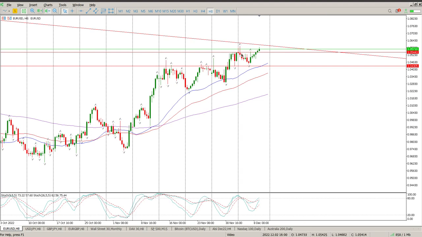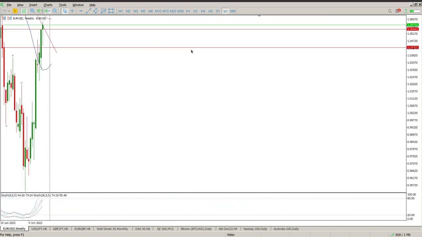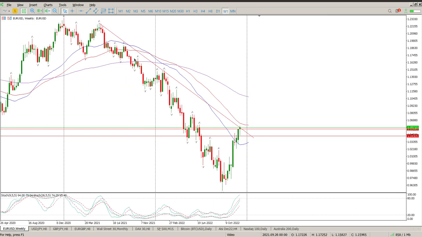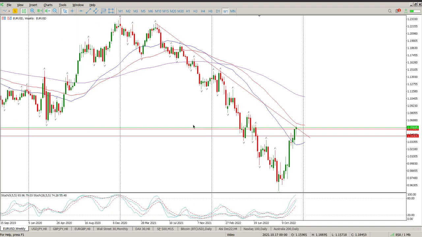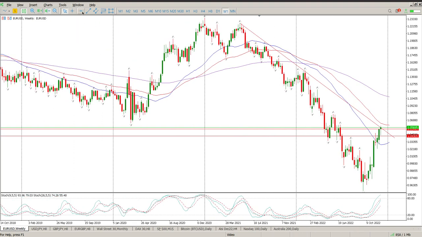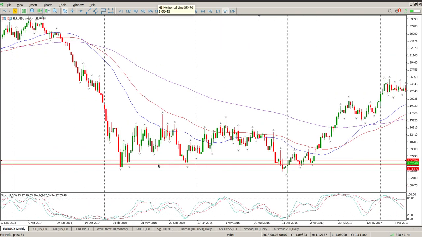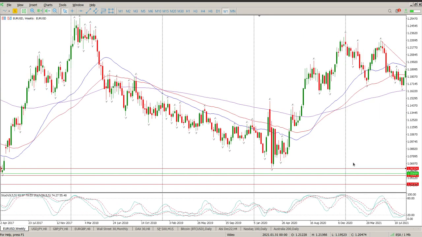So we still have this overhead resistance here. We also have the trend line, the weekly trend line from basically early last year. See, there was the beginning of this trend line, and it's been a runaway train since then. But if you look at where we are at the moment, lots of overhead resistance here. Just put this weekly level in. You can see this zone that we're talking about. If I swing to the left, you can see there's a lot going on here.